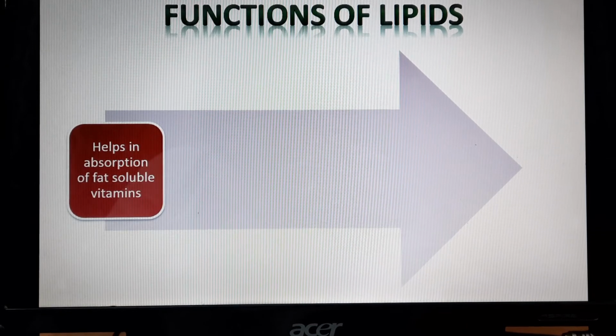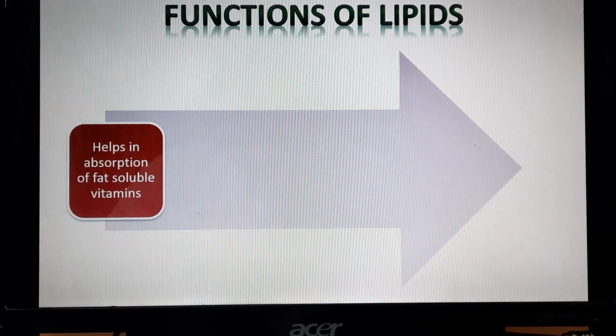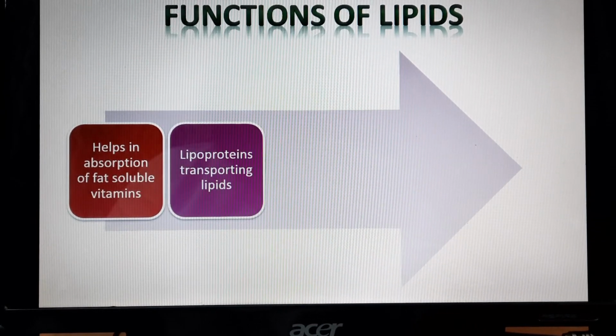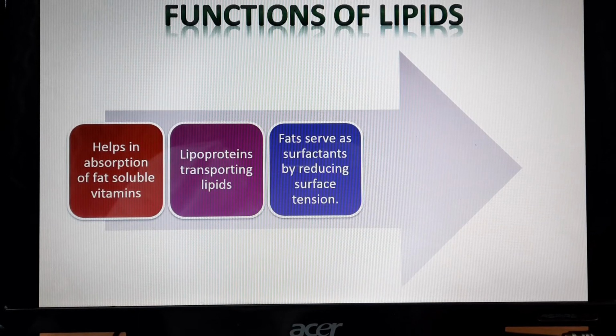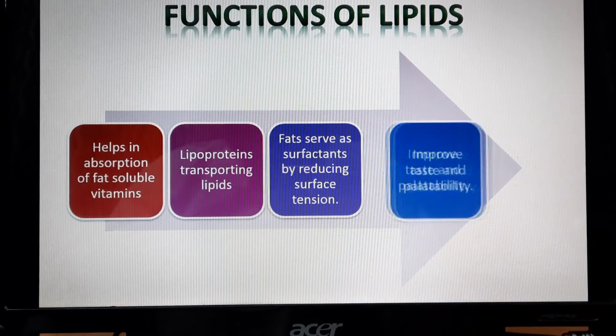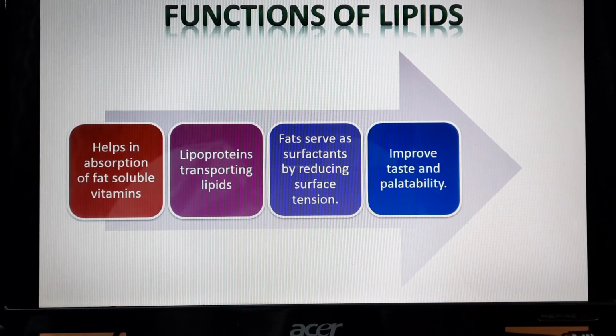They help in the absorption of fat soluble vitamins. They are an integral part of the lipoproteins which have a transport function. The most important structure, which is called surfactant, which reduces the surface tension of the lungs and helps in the expansion of the alveoli, is also lipid in nature. They improve the taste and palatability. Our taste buds are also made up of lipids.